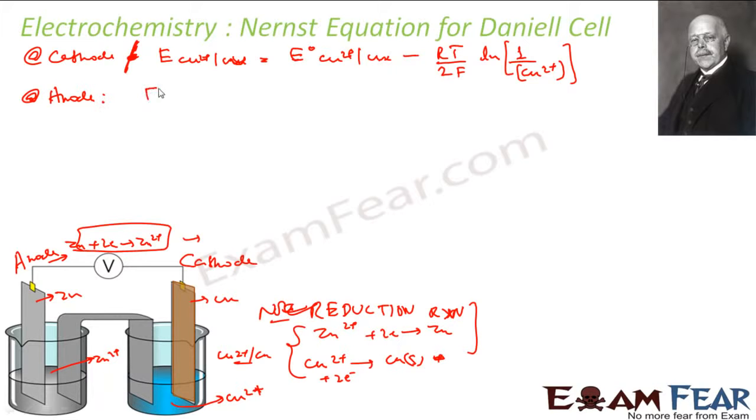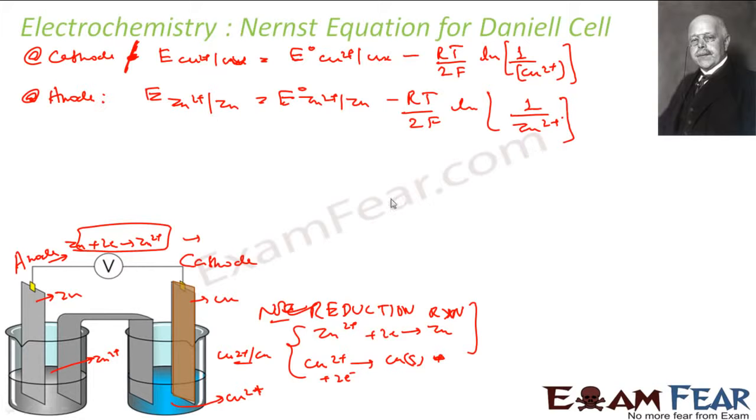So here I have Zn2+ to Zn. My reduction potential is nothing but E naught Zn2+ to Zn, that is something we know, minus RT by nF, where n is 2 here, ln of concentration of zinc solid, that is 1 by concentration of zinc ions. Right? Please note, it is a reduction reaction.